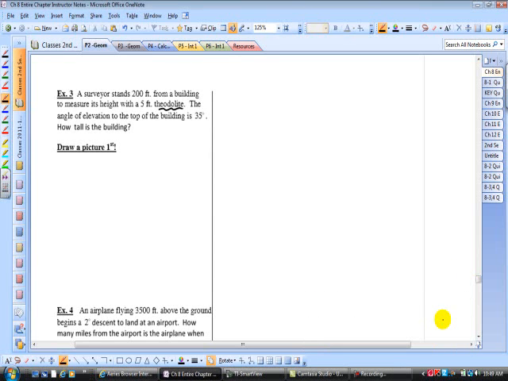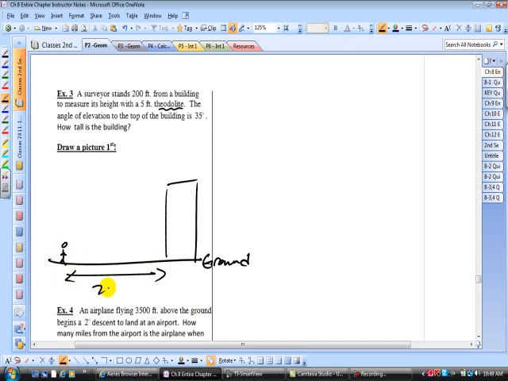Okay, so here's the ground. Surveyor stands 200 feet from a building, so I need to draw a building. And the surveyor stands 200 feet from the building, so I'm going to put the surveyor here. This distance right here is 200 feet. And he stands with a theodolite. So let's just say the theodolite, the thing that he's holding, is right here, and it's 5 feet high. The angle of elevation to the top of the building is 35 degrees.